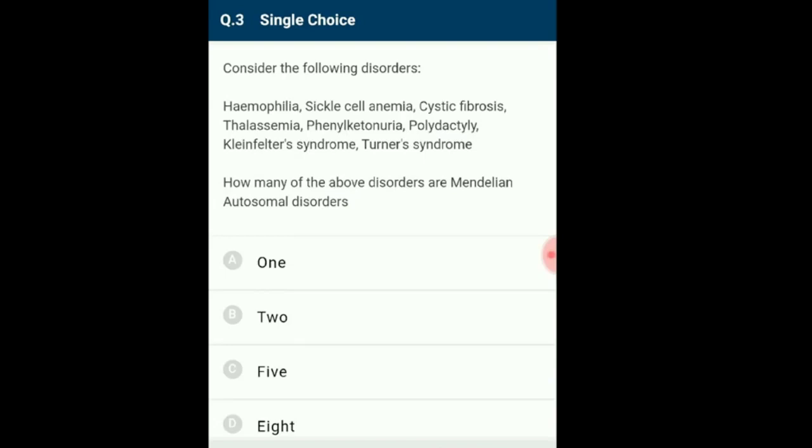Question number 3. Consider the following disorders. From that, how many of the above disorders are Mendelian autosomal disorders? The Mendelian disorder is mainly determined by alteration or mutation in a single gene. Hemophilia, sickle cell anemia, cystic fibrosis, thalassemia, phenylketonuria are all Mendelian disorders. Polydactyly, Klinefelter syndrome, Turner syndrome are examples of chromosomal disorders. So from the given diseases, 5 diseases are Mendelian disorders. So the correct option is C.